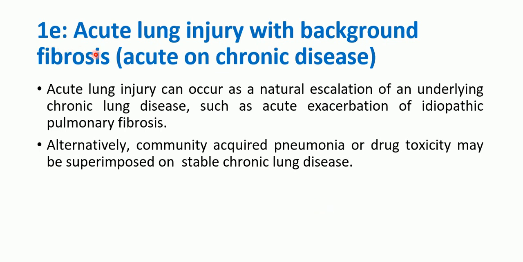The 1E pattern is acute and chronic disease, like acute lung injury with background fibrosis. So it can occur as a natural escalation of an underlying chronic lung disease, or community acquired pneumonia may also be superimposed on stable chronic lung disease. So we're done with pattern 1, which was acute lung injury.